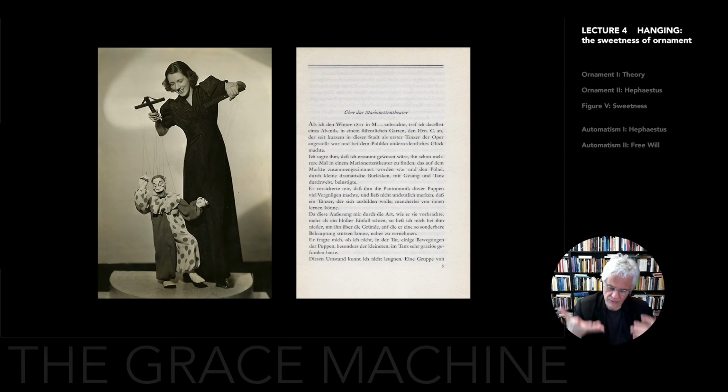Anmut is really something that happens to the subject. And grazie is more something that is on the side of the object. That's why it's much better to write these things in English, because there the word grace sort of covers both positions and doesn't distinguish between them already, as in German.